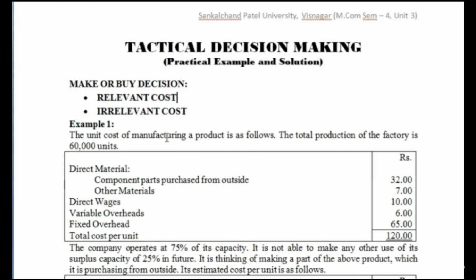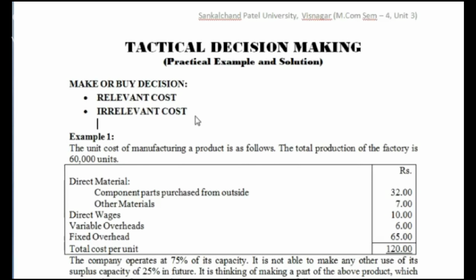The cost which is used for taking your decision is relevant cost. And the cost which is not taken into account, not taken into consideration for decision making, is known as irrelevant cost. And mind well, it is especially important to remember while you solve this kind of example.